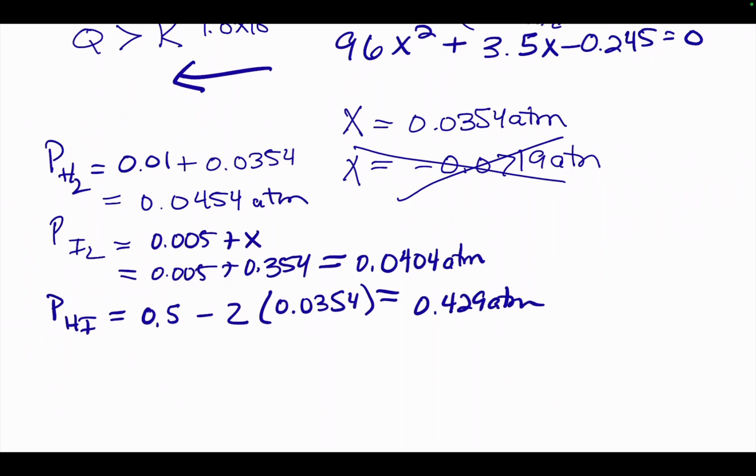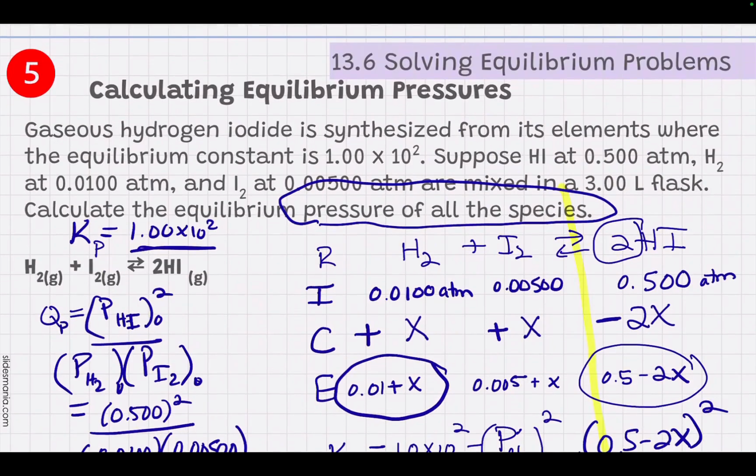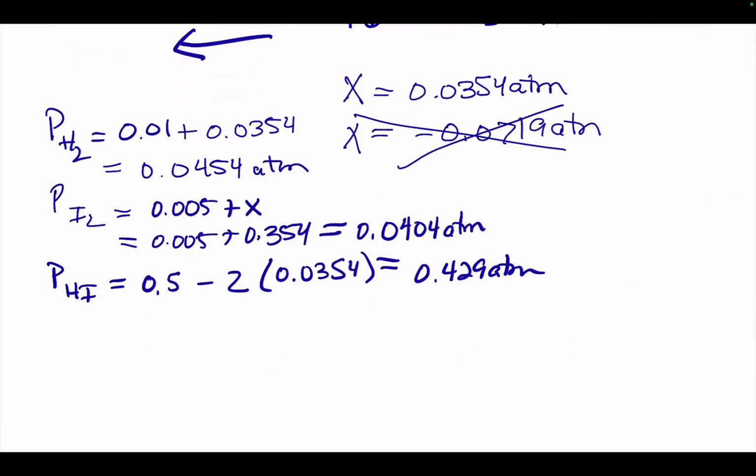And you could always plug these back into the equilibrium expression, and you should get a Kp value of 1 times 10 to the second, or close. It might be a little off just because of rounding.